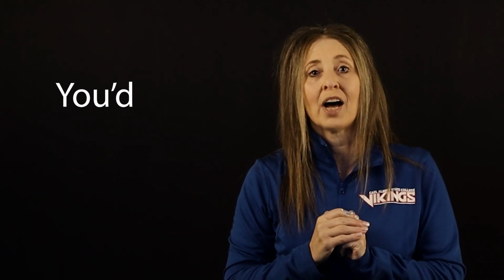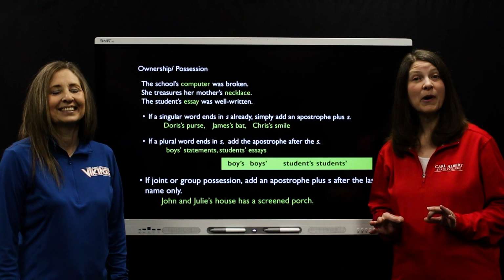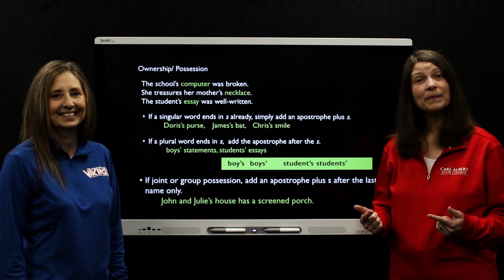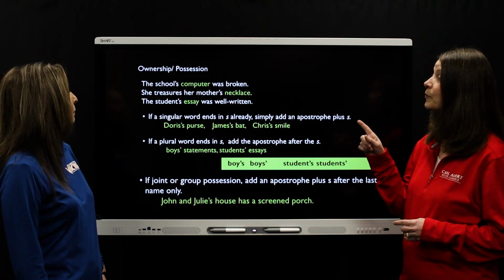Another one that we use a lot is cannot. We often say, I can't go. So if we want to form the contraction can't, we combine cannot, put the apostrophe where the letters are popped out, and we have the word can't. So, one of the ways that we can use an apostrophe is to form a contraction. But the second way that we can use an apostrophe is to show ownership or possession.